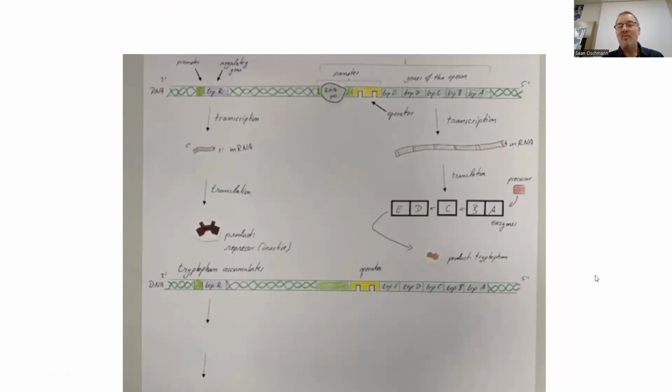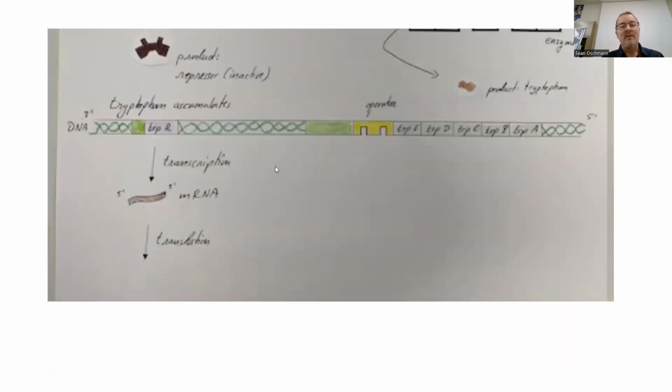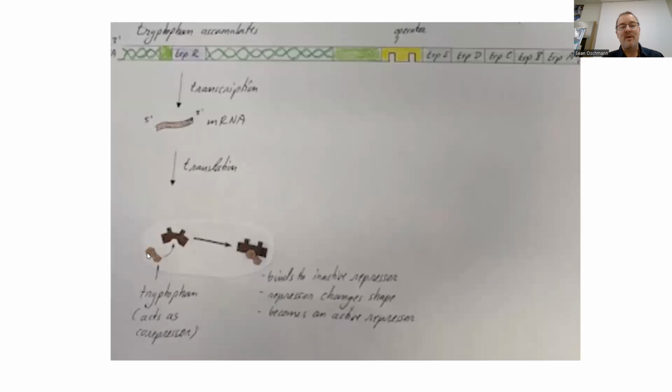So whether tryptophan accumulates or not, the transcription and translation of the repressor still goes on. So here's transcription, here is your mRNA band, and then translation. Once you got that, you take the next picture to glue in, which is this one here. So the repressor is made, and because of the tryptophan, the repressor and the tryptophan will now run into each other. The tryptophan will bind to the repressor. Therefore, the tryptophan acts as a co-repressor.